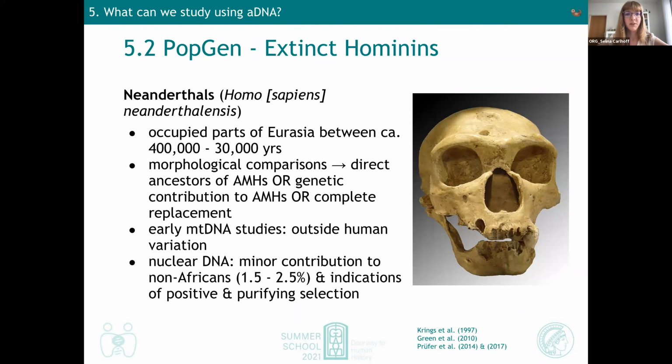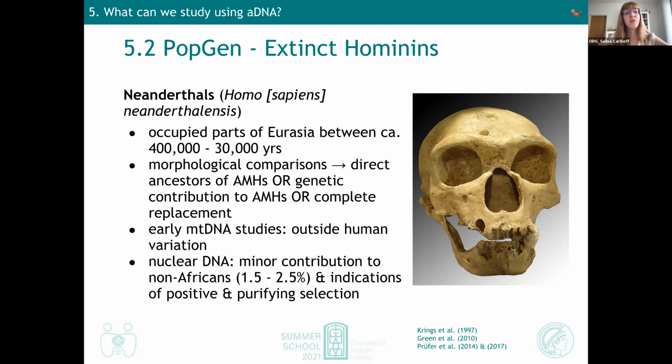And some examples of where population genetics using ancient DNA were really quite key in establishing the relationship between different groups were, of course, looking at extinct hominins, such as the Neanderthals. The first remains that were called the Neanderthals because they were discovered in the Neander valley in Western Germany. They were discovered in the mid-19th century. But later finds showed that Neanderthals occupied vast parts of Eurasia between around 400,000 and 30,000 years ago.